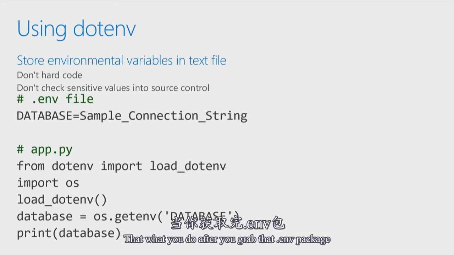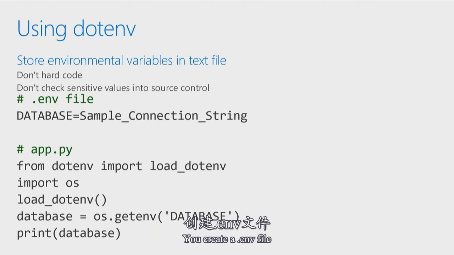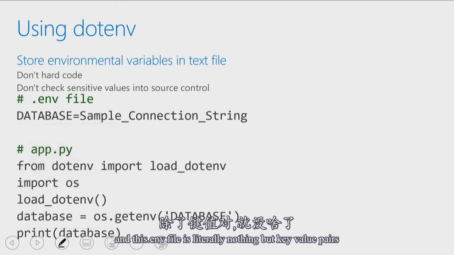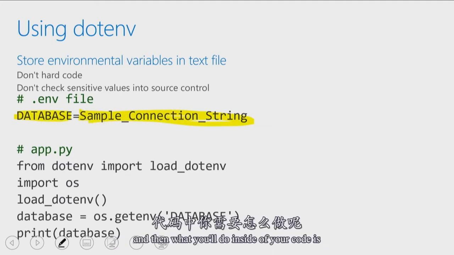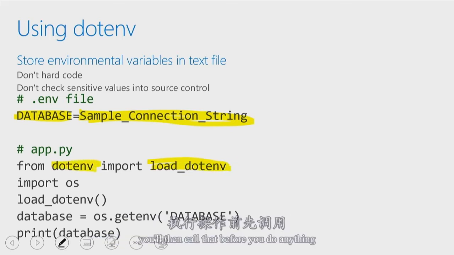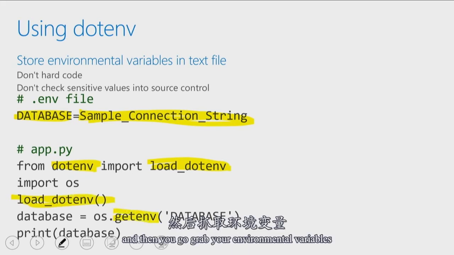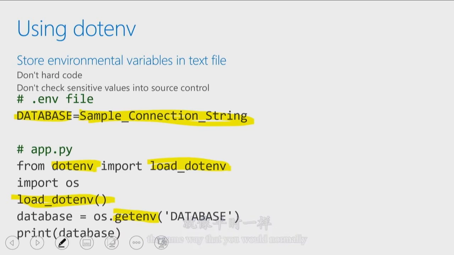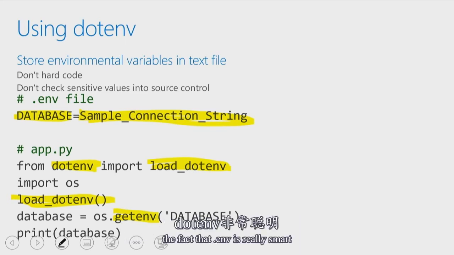What you do after you grab that .env package, and we've already seen how to do packages, is you create a .env file. And this .env file is literally nothing but key value pairs. You set your key, and then you set your value. Then inside of your code, you'll simply import the load.env function from .env. You'll call that before you do anything, and then you go grab your environmental variables the same way that you would normally.